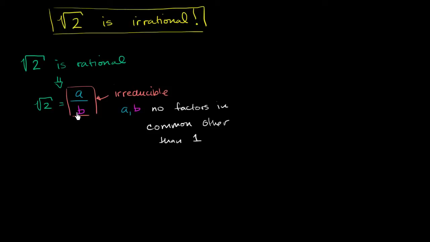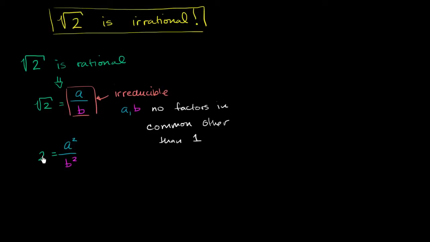So what does that do for us? Well, let's just try to manipulate this a little bit. Let's square both sides of this equation. So if you square the principal root of 2, you're going to get 2. And that's going to be equal to a squared over b squared. And that just comes from a over b squared is the same thing as a squared over b squared.